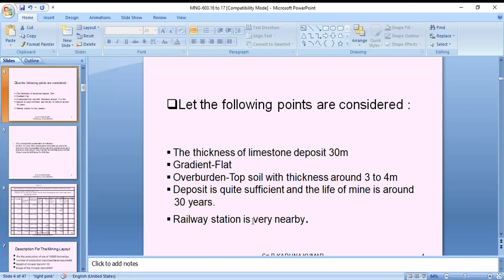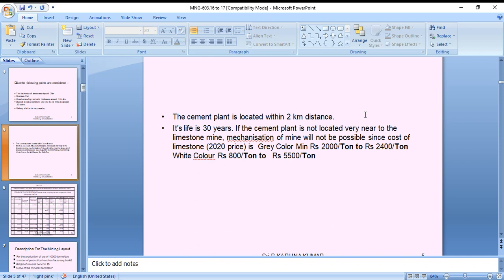There is no alternative. These should be borne in mind while establishing the linkage of the limestone projects, right? Now I'm going to the next slide.